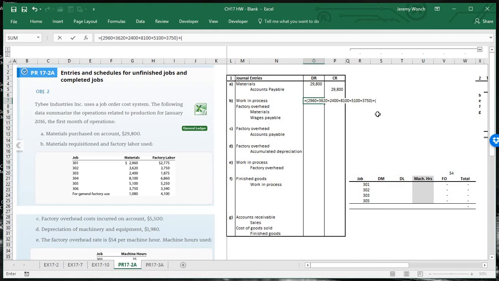Now we want to add up all of the direct labor costs. That's going to be 2775, 3750, 1875, 6860, 5250, and 3340. So we have total work in process, which is the sum of direct materials and direct labor, of 49,780. Now we need to add in the factory overhead cost, and that's just going to be the two that we left off down here for general use. So we have 1080 and 4100.